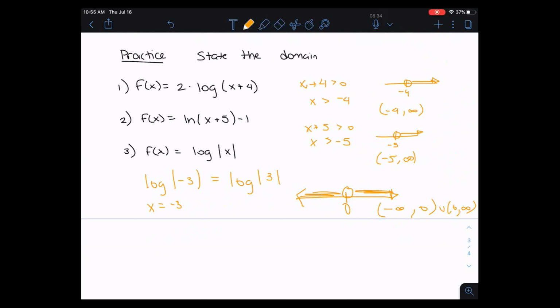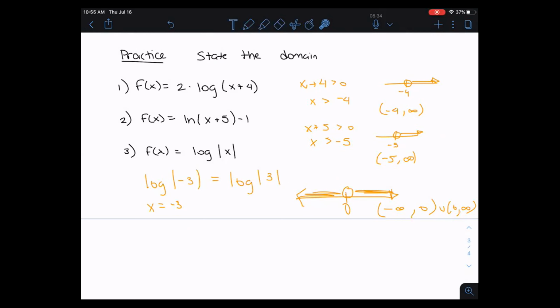Usually it would be anything greater than 0, but because the absolute value takes care of our negatives, it can also now include our negative numbers. So that includes everything except 0. Questions about this? Professor, yes.